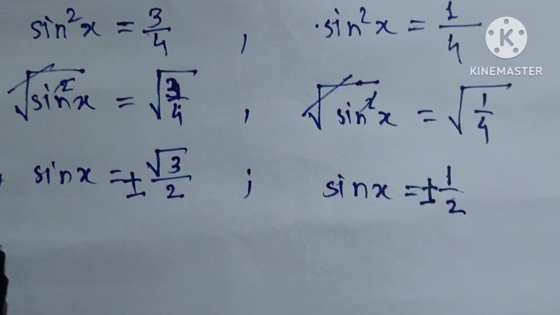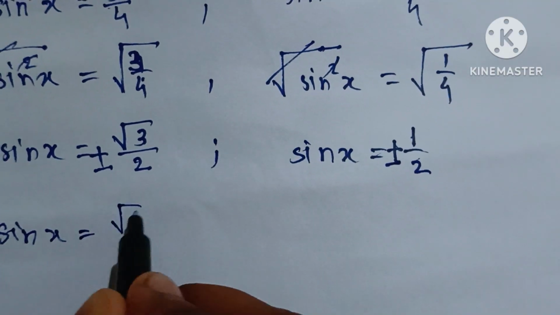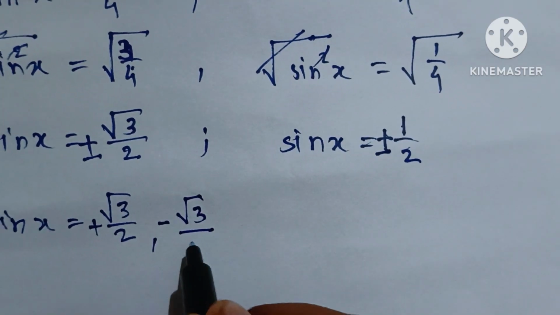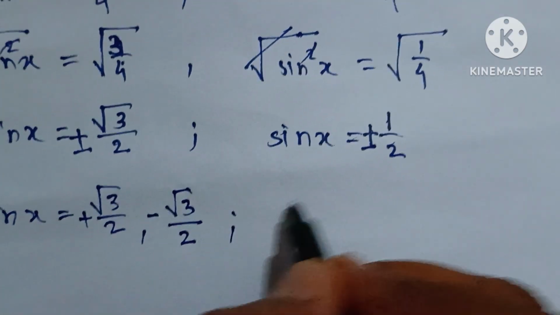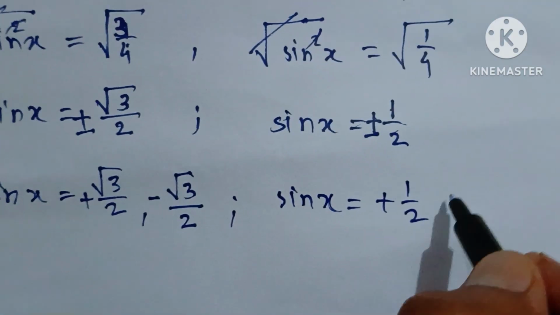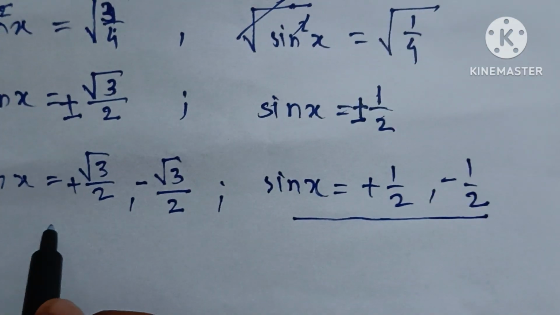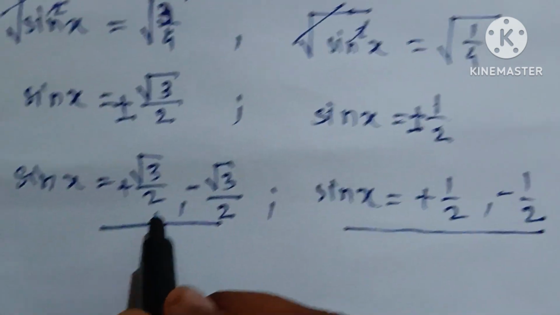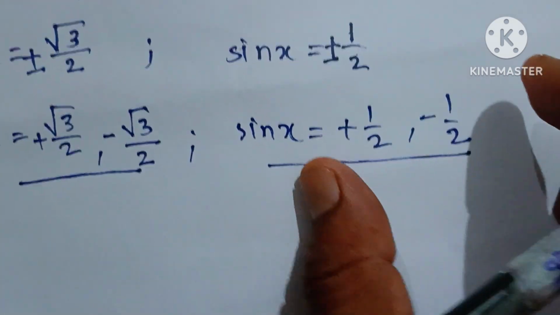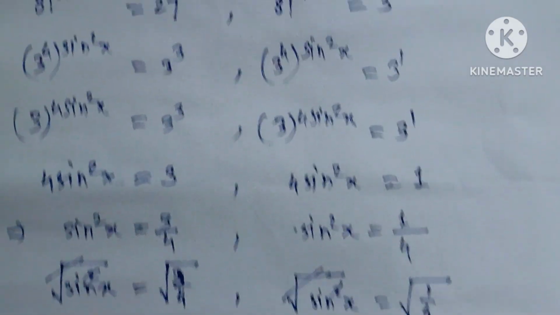The four values are sin x equal to plus root 3 by 2 and minus root 3 by 2, and sin x equal to plus 1 by 2 and minus 1 by 2. So these are the four values of sin x, plus minus root 3 by 2 and plus minus 1 by 2. In this way we have done this solution. Let us see it once again.